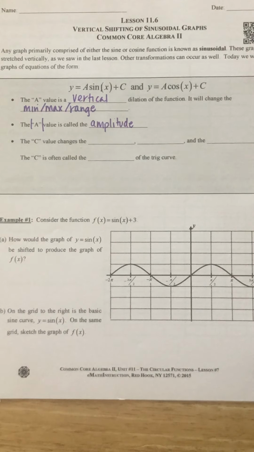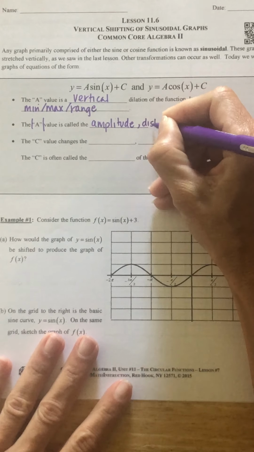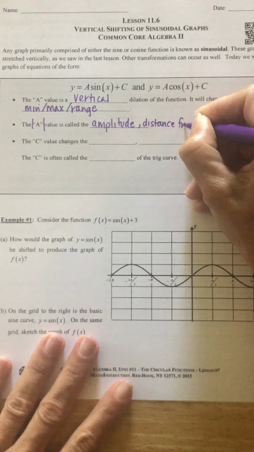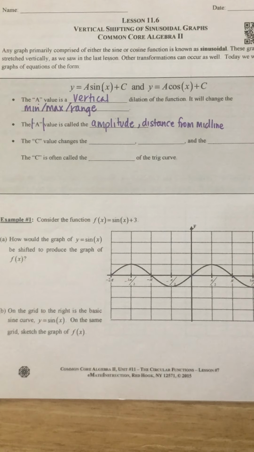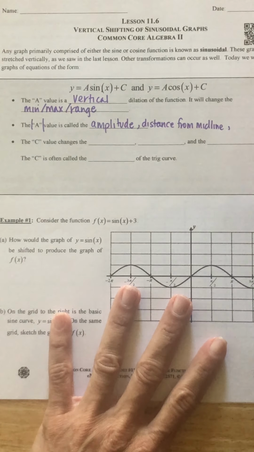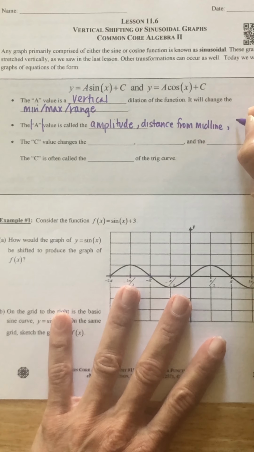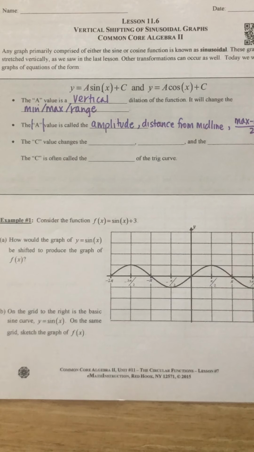There's a couple of other things I want you to remember about the A value. The A value is the distance from the midline. We'll talk about the midline in a second. If you were going to symmetrically draw a horizontal line through the middle of the curve, that's your midline. There's also a little formula. I'm going to mention it now, but it's not going to come back for a while. It's how to find it if you have a graph rather than an equation, and it's the max minus the min all over 2. For right now, that's not going to be a big thing, but it will down the road.